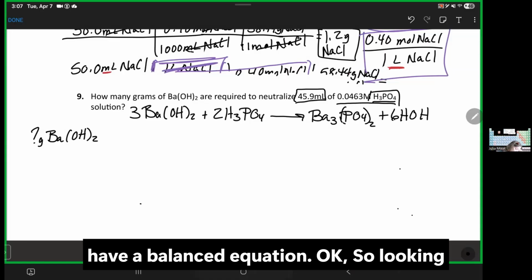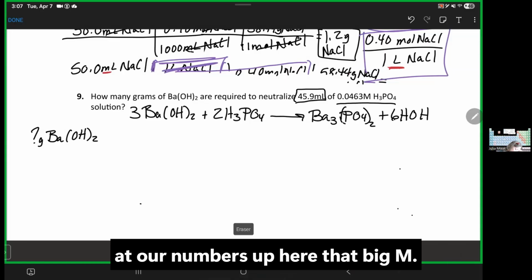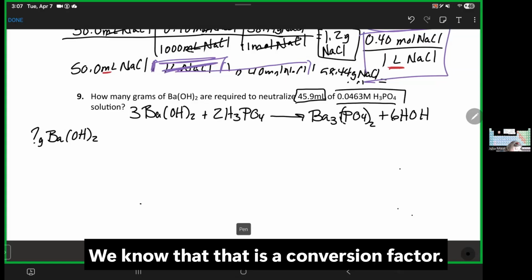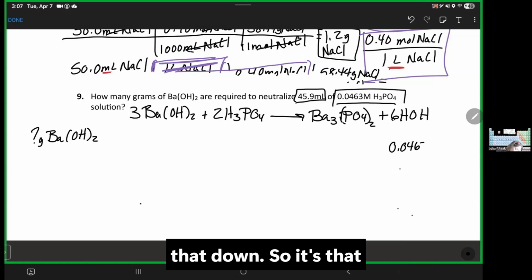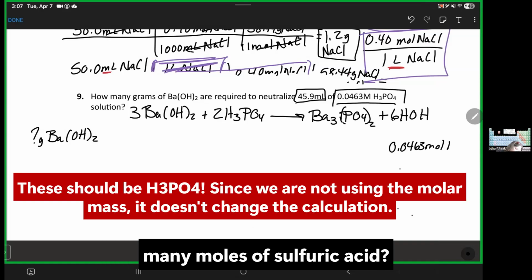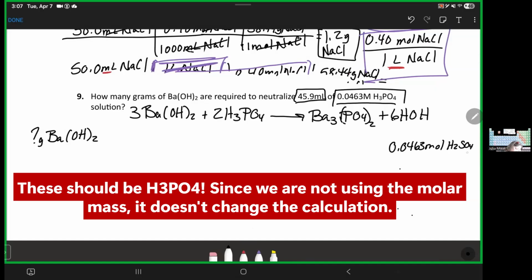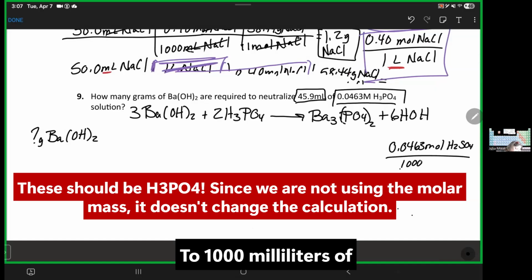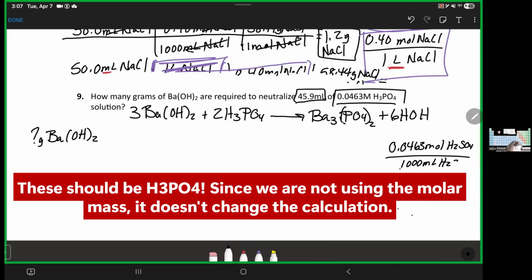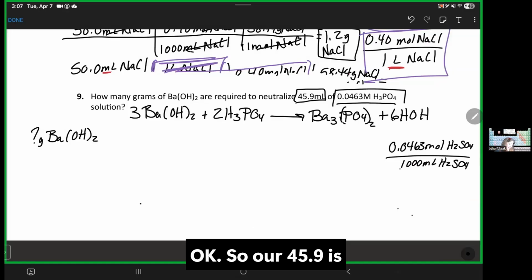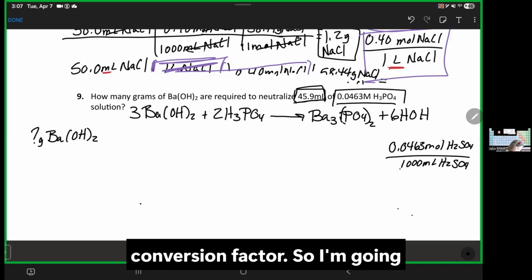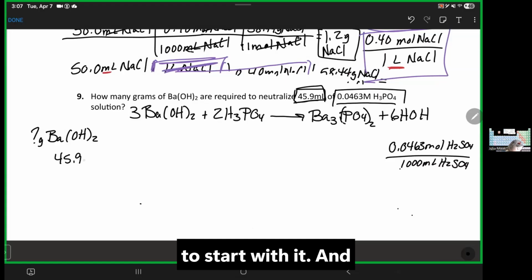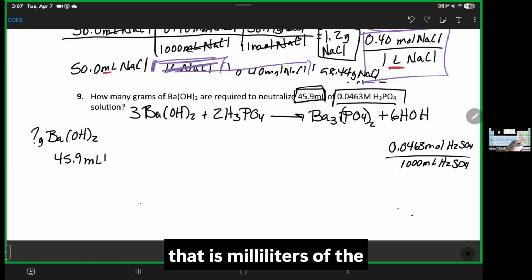Okay, so looking at our numbers up here, that big M, we know that that is a conversion factor. So over on the side, I'm going to write that down. So it's that many moles of sulfuric acid to 1,000 milliliters of sulfuric acid. Okay. So our 45.9 is the number that's not a conversion factor. So I'm going to start with it. And that is milliliters of the phosphoric acid.